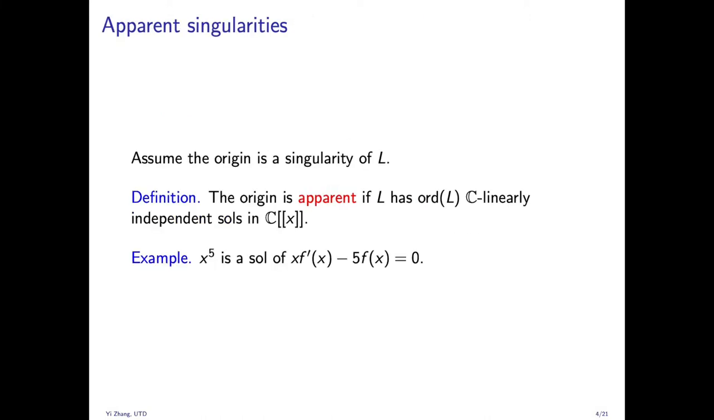I will show you one example. For this first order differential equation, we can easily check that the origin is a singularity. And the solution at the origin is this monomial. So in this case, it's an apparent singularity, and the initial exponent starts from 5. It does not start from 0.